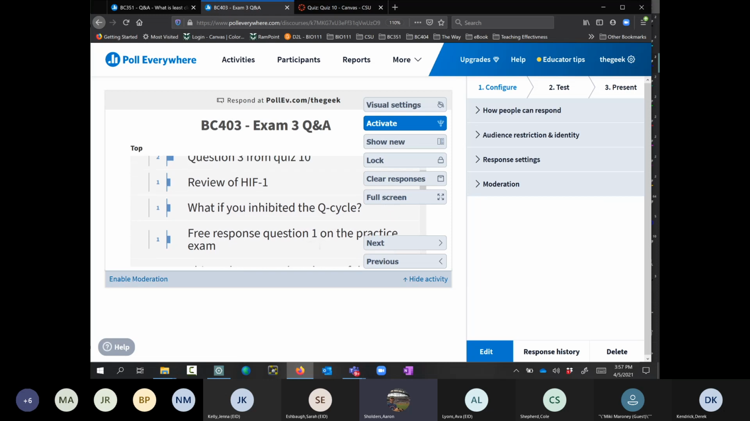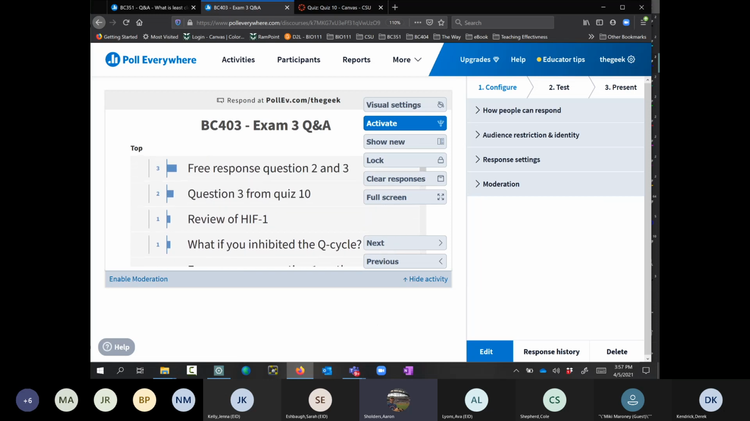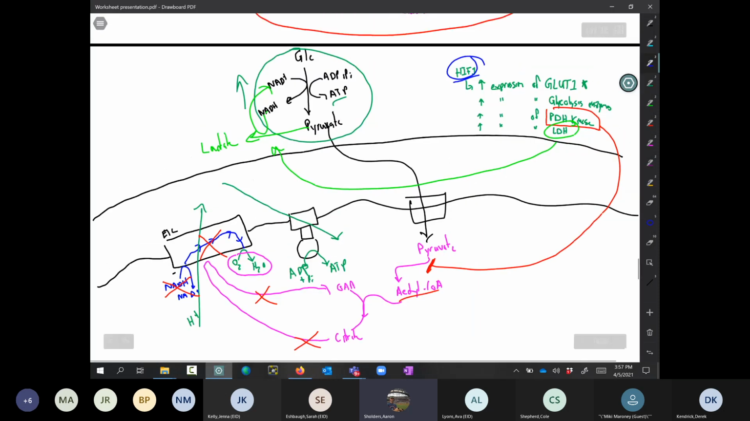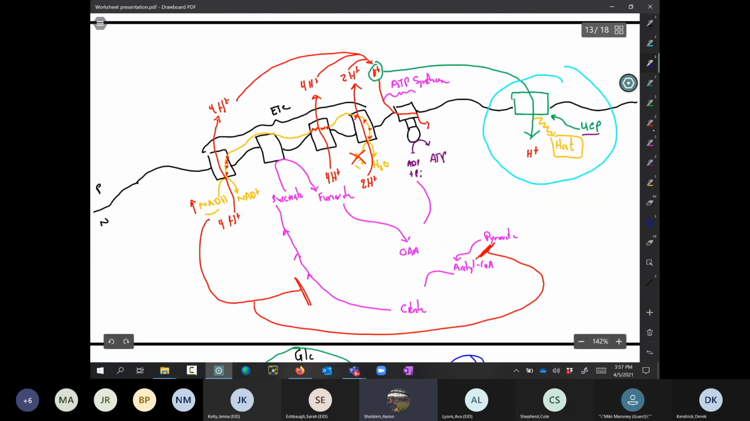All right, let me do one more question here, because I'm running out of time. It's almost 4 o'clock. It says, what if you inhibited the Q cycle? Well, let's come back to our drawings. If you inhibit the Q cycle, essentially you're going to have the same thing as everything else. You just stop it here, instead of stopping it at complex 4. We talked about cyanide, and cyanide will stop it at complex 4, and that will lead to every single thing in the electron transport chain being in a reduced state.